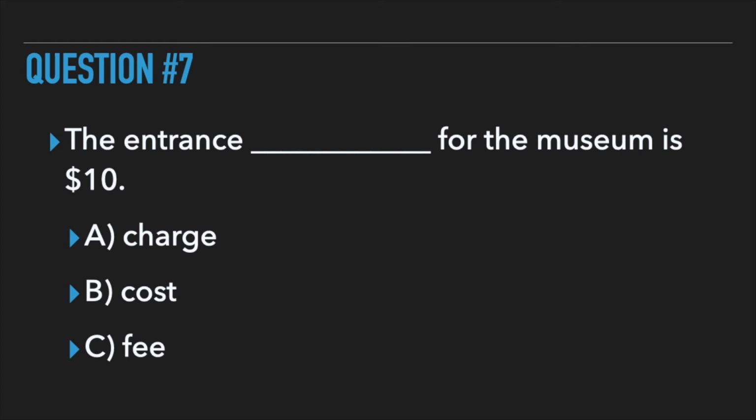Question number 7. The entrance blank for the museum is $10. Which is the best choice? A, charge. B, cost. C, fee. The answer is C, fee. The entrance fee.